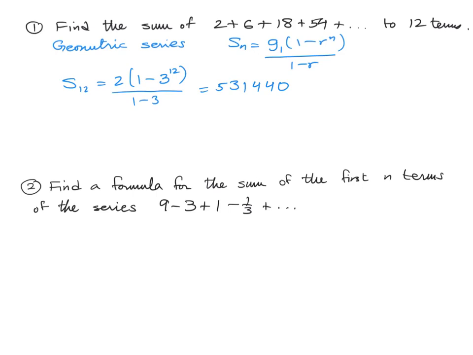All right, find a formula for the sum of the first n terms of this series: 9 minus 3 plus 1 minus 1/3. Again, I recognize this is geometric because you're multiplying by negative 1/3 each time. Or if you take this one divided by that one, or that one divided by that one, right divided by left, right divided by left, you get negative 1/3 each time. So first thing, I'm going to state it as a geometric series, so everybody knows that's what I'm supposed to be dealing with.